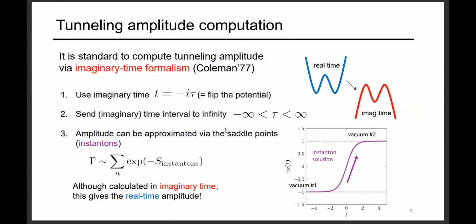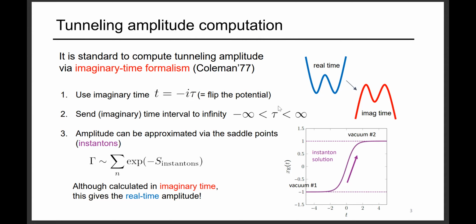Okay. So to understand quantum tunneling, in field theory we usually use the so-called imaginary time formalism, which is a very standard technique when we try to compute the amplitude. This technique was popularized by Coleman in 1977. There are basically three steps. The first step is we consider the imaginary time instead of real time, so the time t is minus i times the imaginary time tau. When we substitute t equals minus i tau into the action of the path integral, this is equivalent to considering the negative of the potential. So basically, we flip the potential.